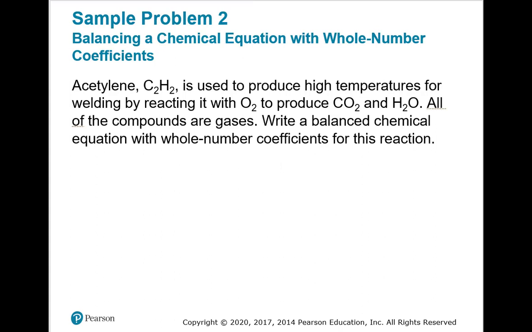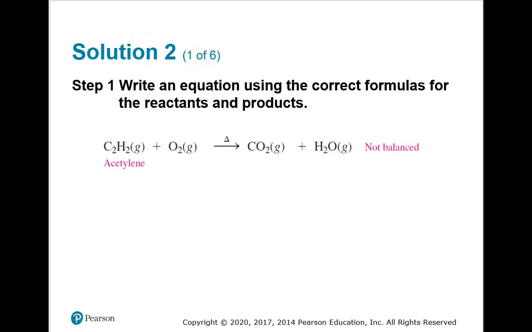Acetylene, C2H2, is used to produce high temperatures for welding by reacting it with oxygen. So we've got this plus oxygen to produce CO2 and H2O. All of the compounds are gases. Let's write a balanced chemical equation. Here we go. We've got our acetylene plus oxygen to give us CO2 and H2O. It is not a balanced equation. Let's write down what we know.